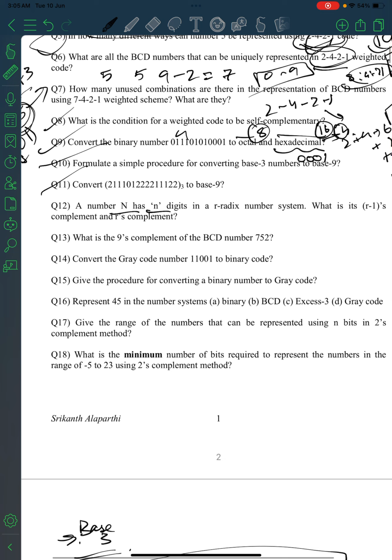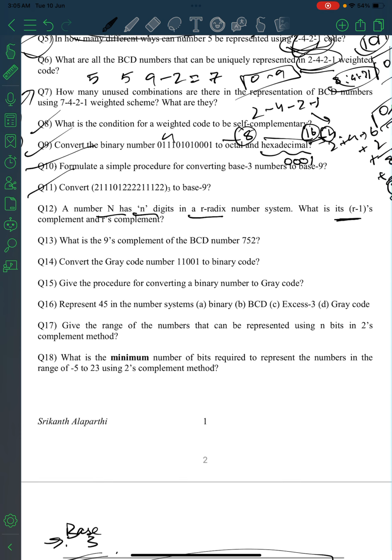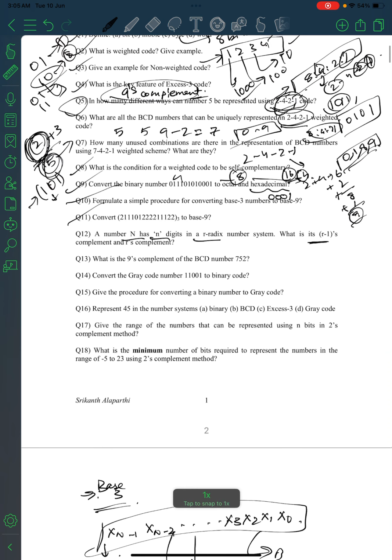A number has n digits in an r radix number system. What is the r minus 1's complement and r's complement? What exactly does a complement mean? If there is a 9's complement, then we'll be subtracting the number from 9. For example, if it has n digits in an r radix system, then r to the power of n minus 1 is the max number.